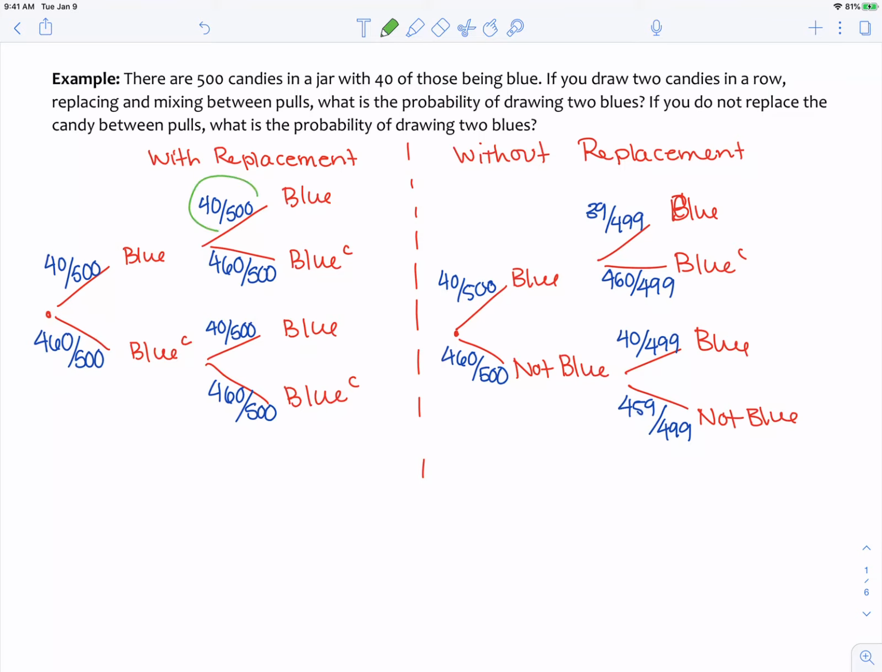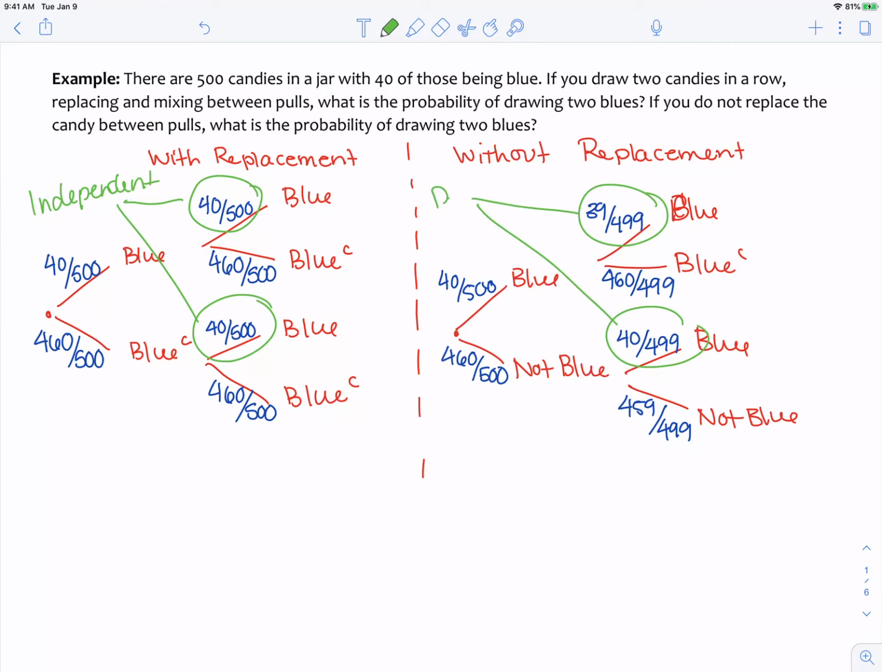So our likelihood of getting a blue candy is going to be changing depending on whether we have drawn a candy and replaced it versus drawing a candy without replacement. And since we see that those probabilities are equal in the with replacement case, we would say that it is independent, and our without replacement situation is dependent. We have a change in probability.